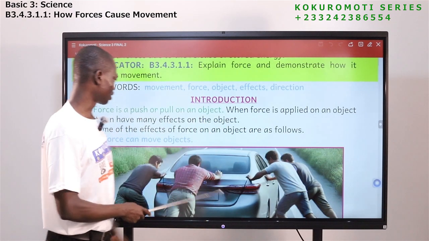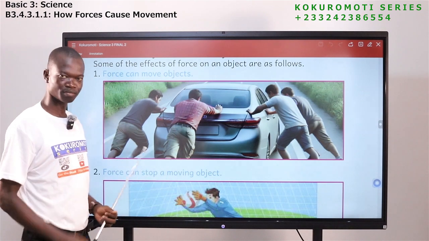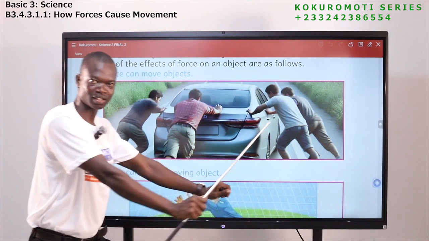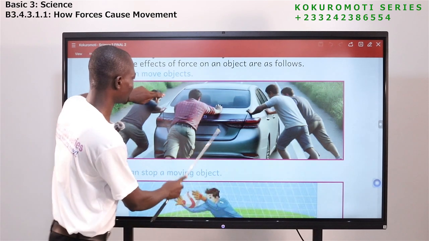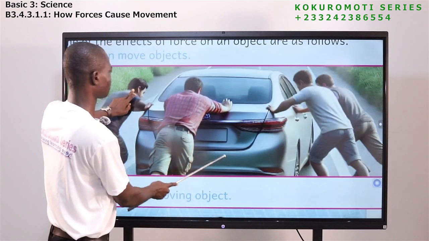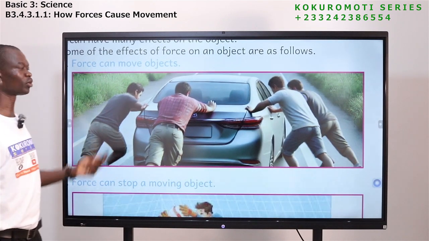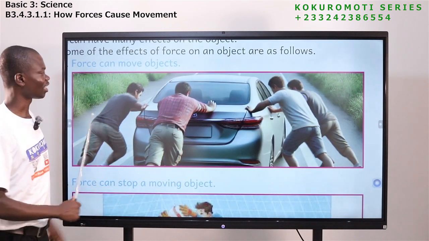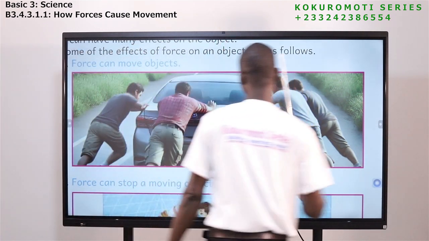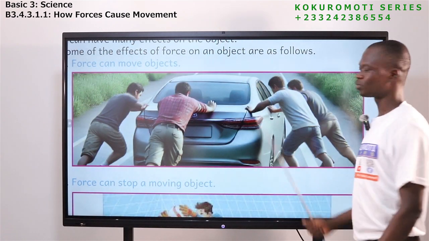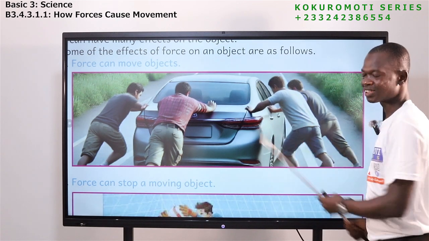Let's look at the effects. The first one: force can move objects. If you push something, it will move. If you pull something too, it will move. Look at this picture and tell me what you see here. How many people do you see? 1, 2, 3, 4. What objects are they pushing? Or what object do you see here?